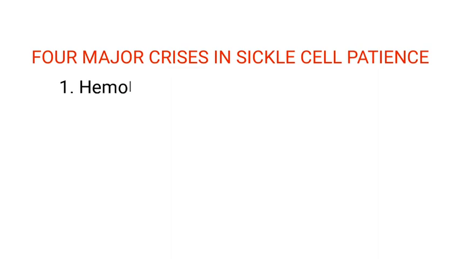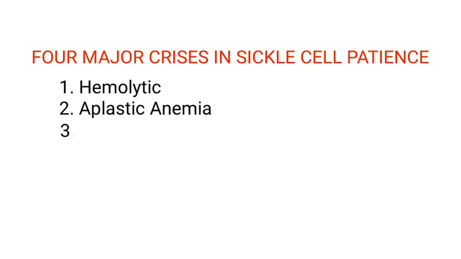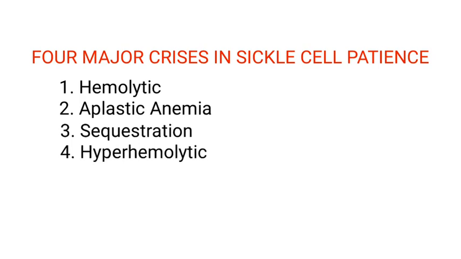They also have crises, and there are 4 major crises in sickle cell patients, and that is the hemolytic crisis, aplastic crisis, or aplastic anemia. They also present with sequestration crisis and hyperhemolytic crisis. So these are common crises that they do have.